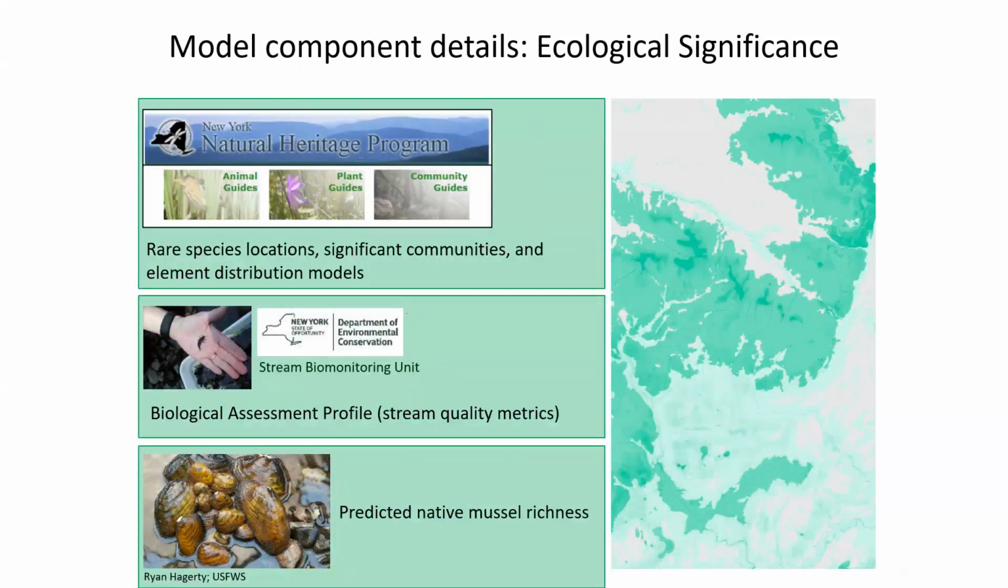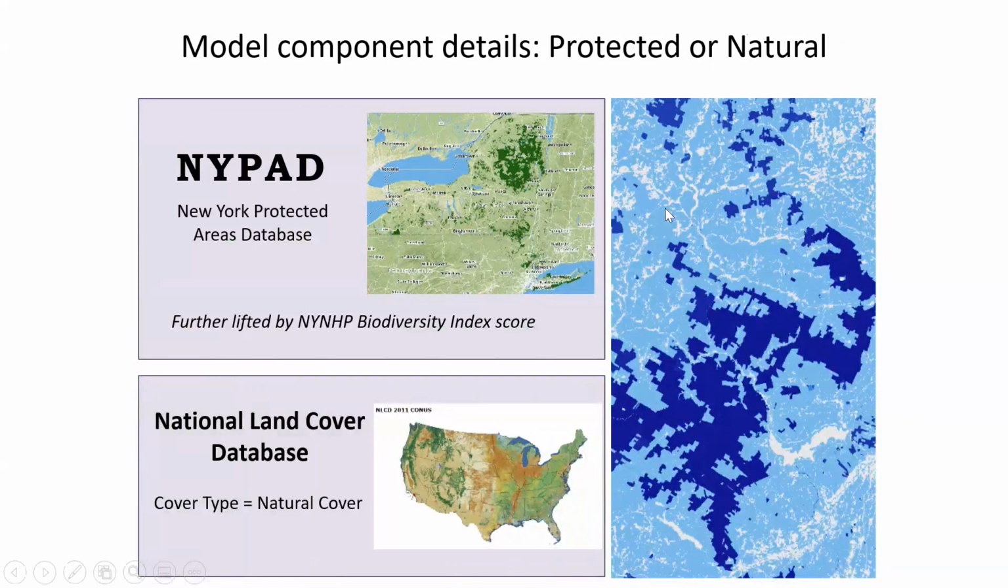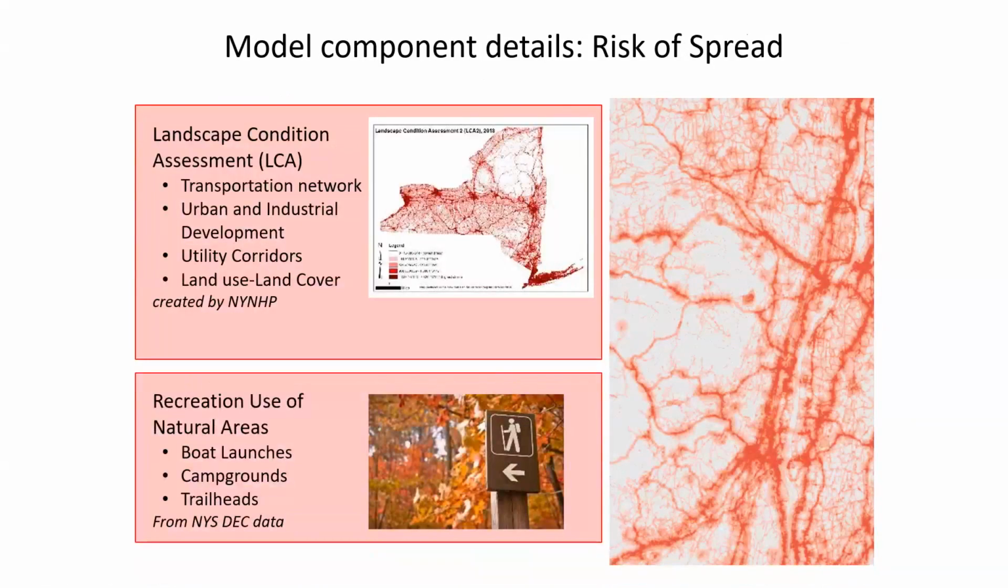Like with our ecological significance, that was made up of rare species information, stream quality metrics from the biological assessment profiles across the state, like the macroinvertebrate surveys, and also predicted native mussel richness as indicators of health. The protected or natural component of this model tapped into the New York Protected Areas database and the National Land Cover database as well, using that natural cover type.